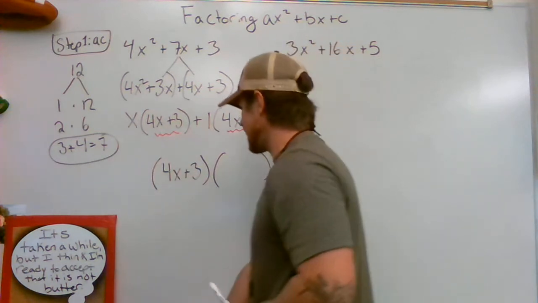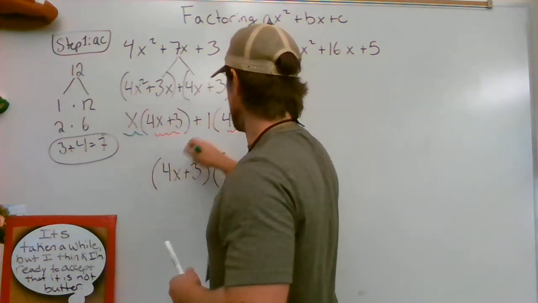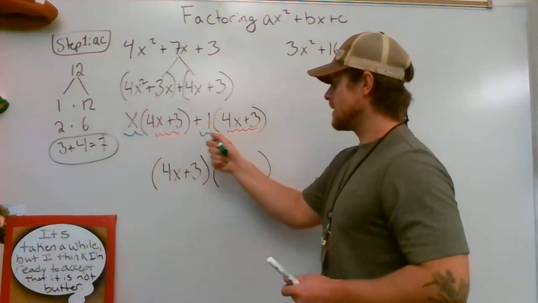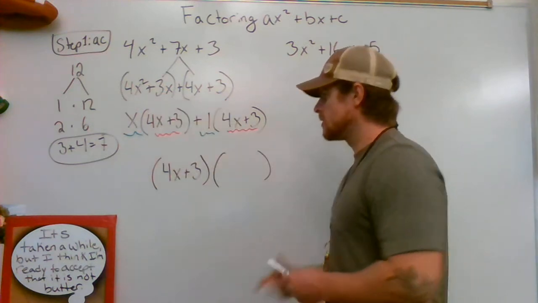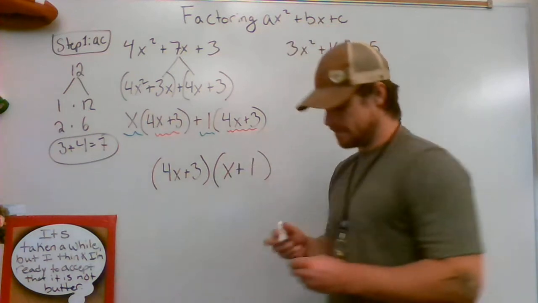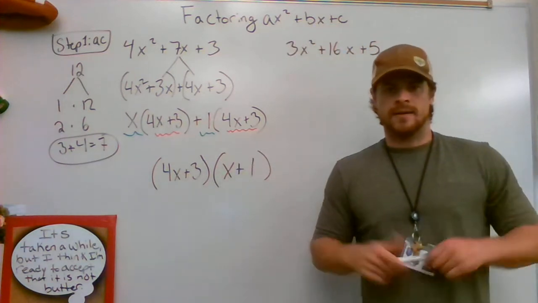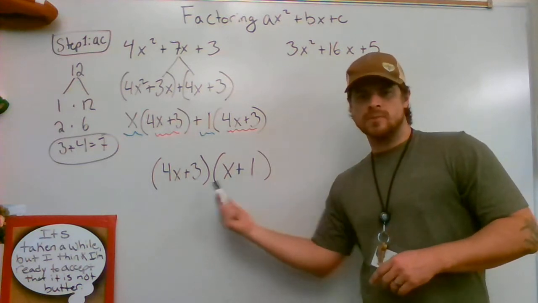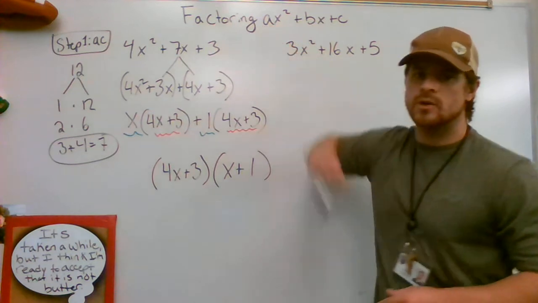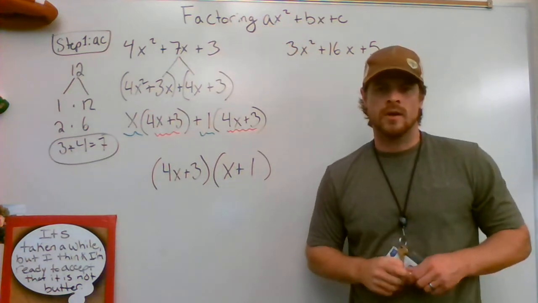Let me list that out in green. Your GCFs were x for this binomial and 1 for this binomial. So your second binomial needs to be x plus 1. We are done. If I were to use the FOIL method on these two binomials and multiply them together, I would end up getting my original trinomial. Okay, hopefully that makes sense.